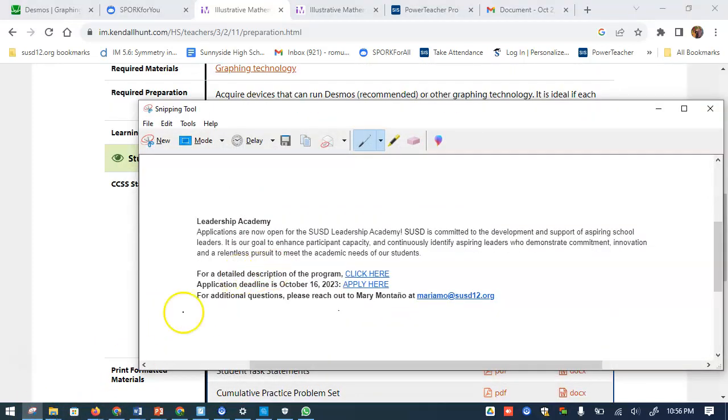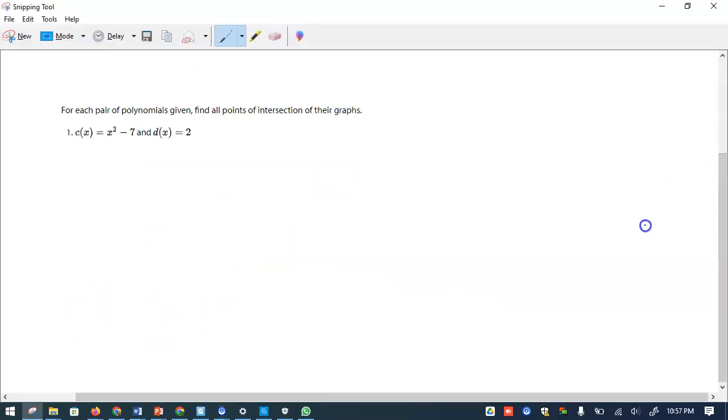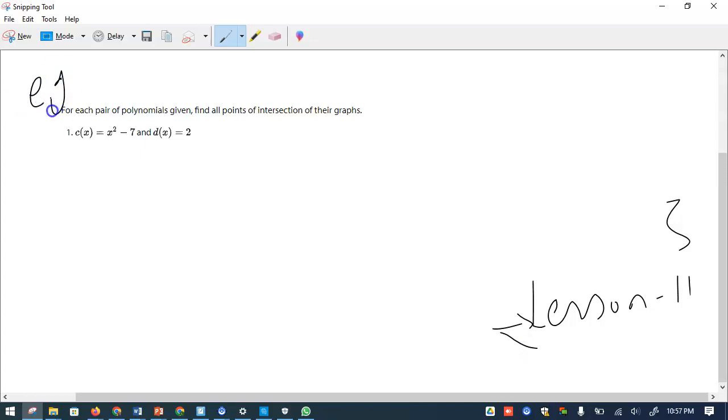Okay, on the last page, you're given the lesson number 11 practice problems. Before I walk through each one of them, I want to show a few examples of a similar one. For each of the polynomials given, find all the points of intersection of their graphs.